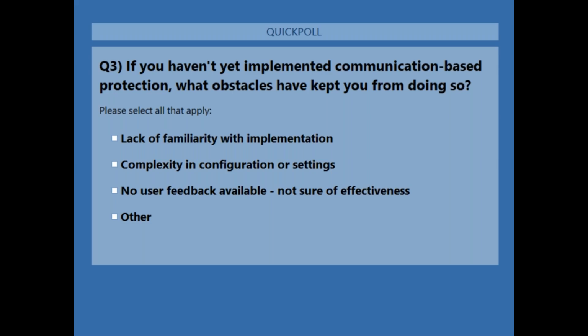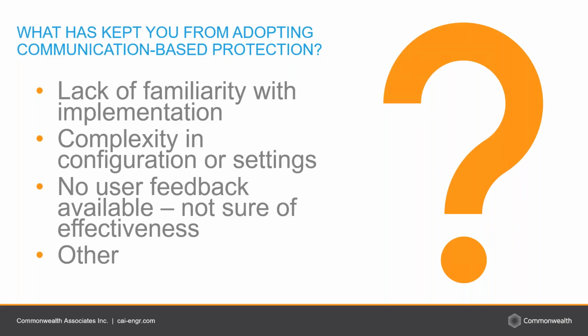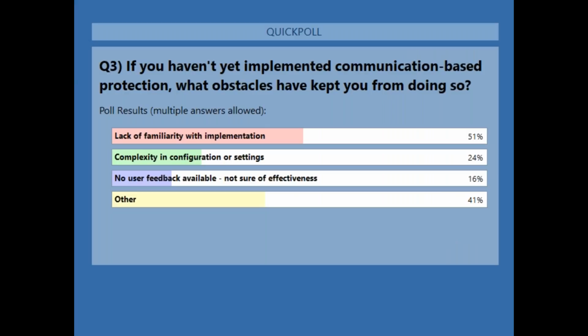Okay, let's wrap this poll up here. Results are in. 51% say lack of familiarity with implementation, followed by other, 41%. 24% say complexity in configuration or settings, and 16% say no user feedback available, not sure of effectiveness. Okay, let's close this and back to you, Brittany.